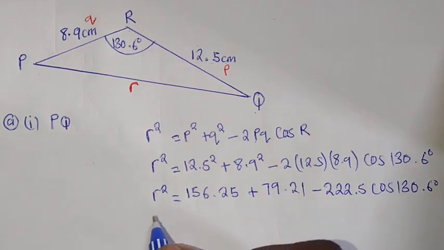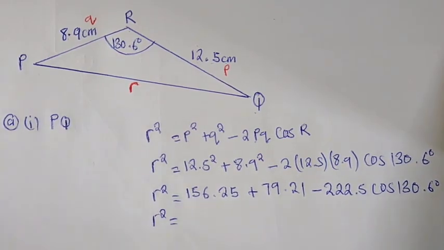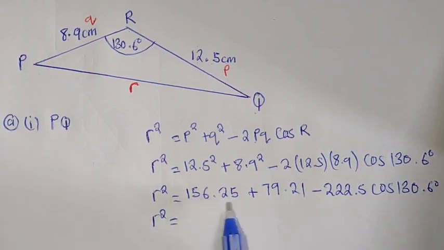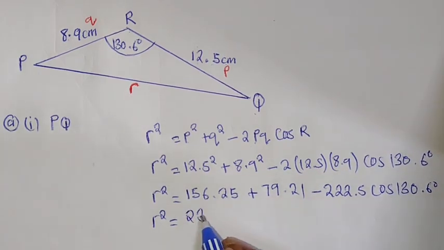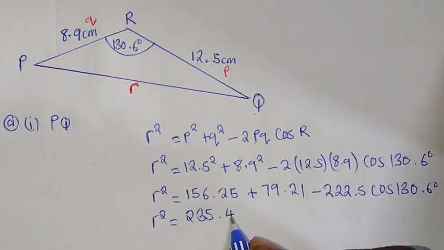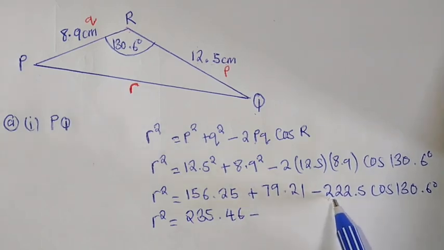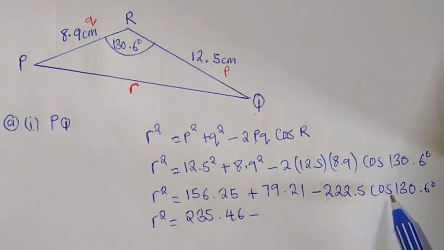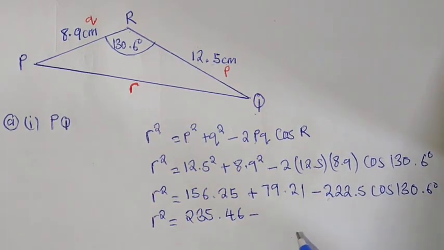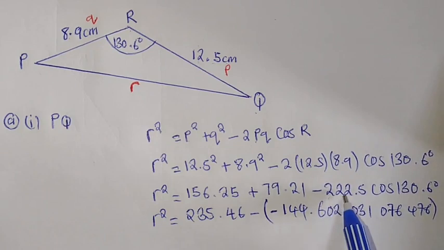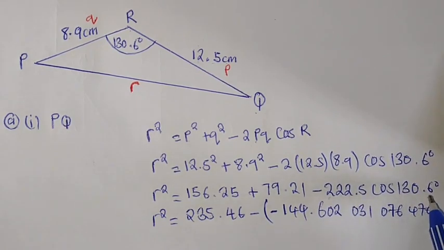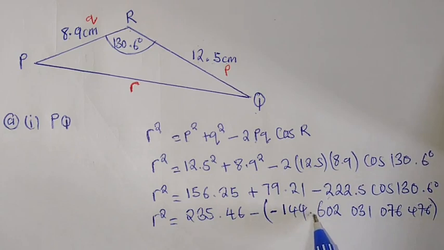We say r squared is equal to, so we can add these two values, which gives 235.46, minus, then we find 222.5 times cos 130.6 degrees. Once we punch in 222.5 cos 130.6 degrees, this is giving us negative 144.602031076476.